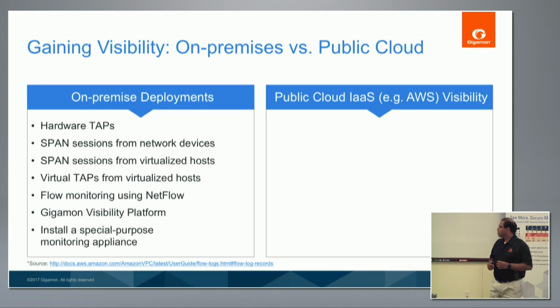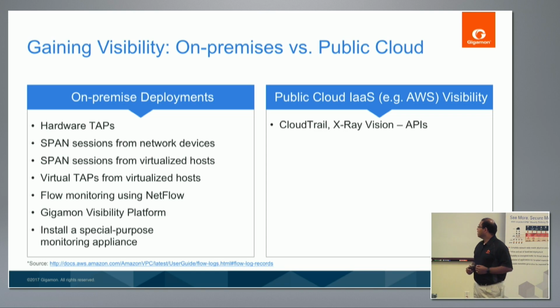But in the cloud, you also have a variety of ways. If you ask Amazon or any cloud, do you have visibility, they'll say yes. But what does that usually mean? Amazon calls it CloudTrail. They call it X-Ray. They have these products, but they are more focused on API-level visibility. Yes, it is visibility, but it's not the traffic visibility that we are talking about here.